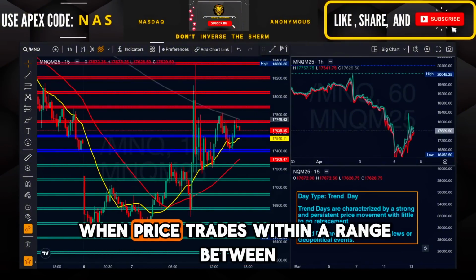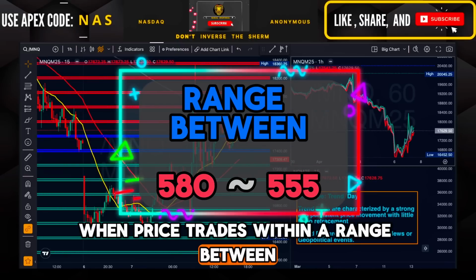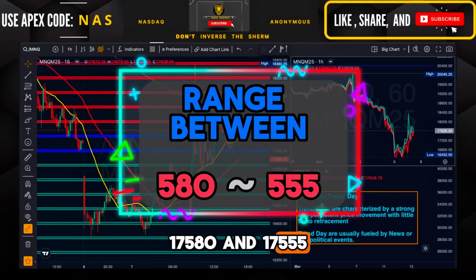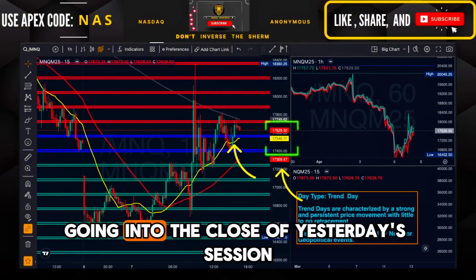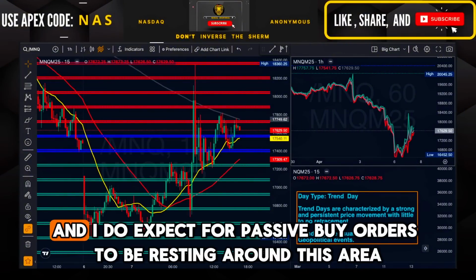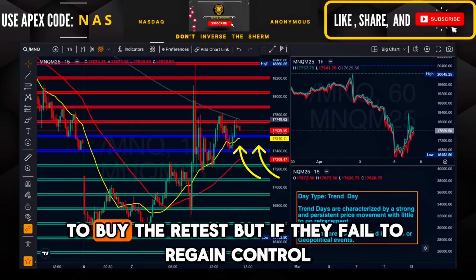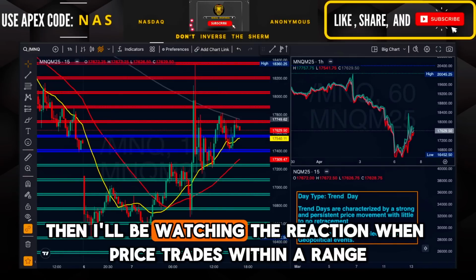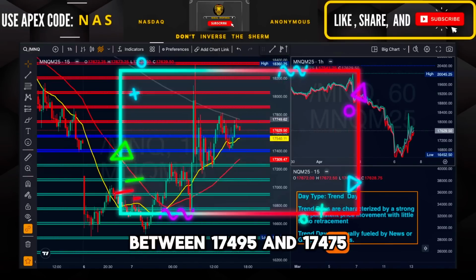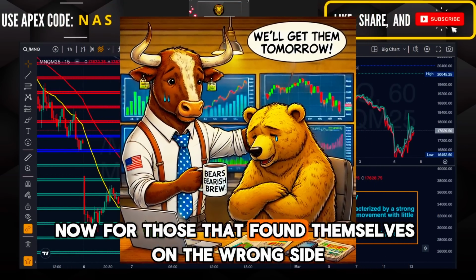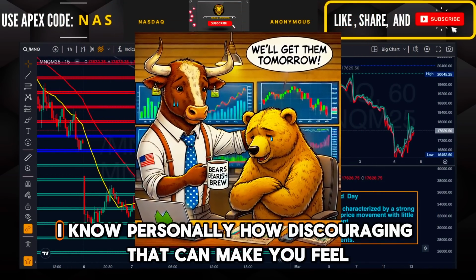However, for my bearish thesis, if the bears can maintain their control overnight, then I'll be watching the reaction when price trades within a range between 580 and 555. Because this is the range where the bulls established support going into the close of yesterday's session. And I do expect for passive buy orders to be resting around this area to buy the retest. But if they fail to regain control, then I'll be watching the reaction when price trades within a range between 495 and 475.